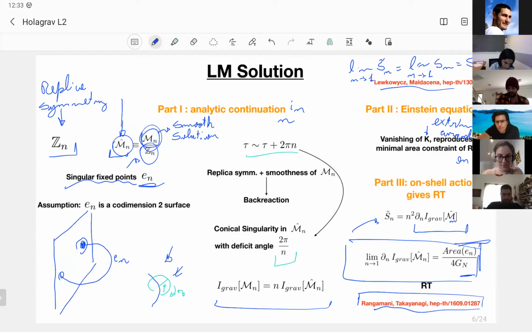And this derivation is done for any region in the boundary. I'm just drawing this for simplicity. I don't know if I answered your question. No. Thank you very much.